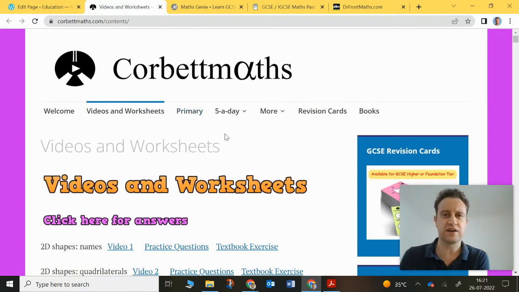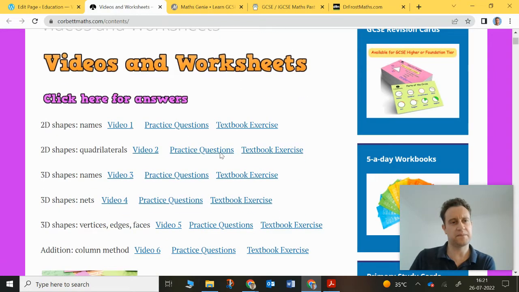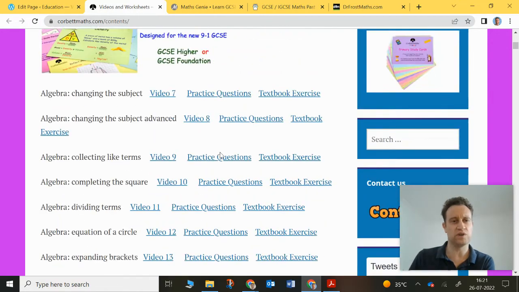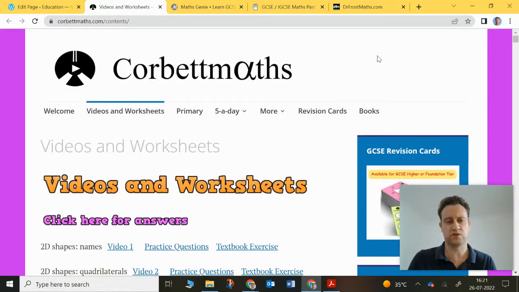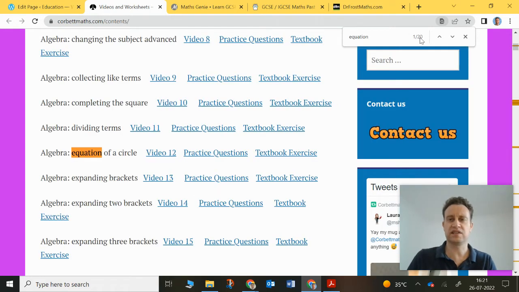So this is a searchable site. So you really need to know what you're looking for here. So say, for example, let's do a control F and let's put in equation. And you can see that there are 20 different resources here which relate to equations. The first one which has popped up is equation of a circle. That's probably quite advanced. But if we have a look at that, we can see there's a video for this one. There's practice questions and there's a textbook exercise as well.